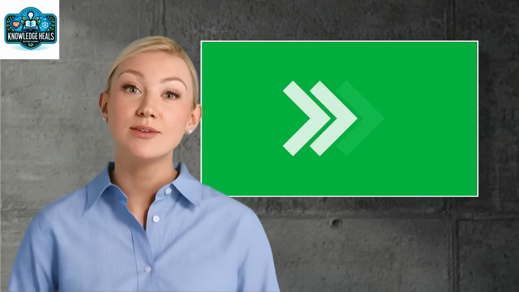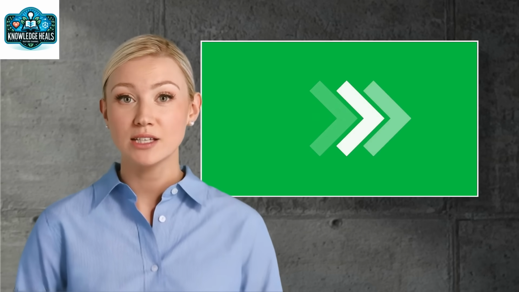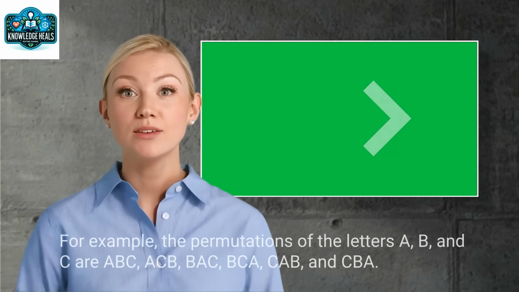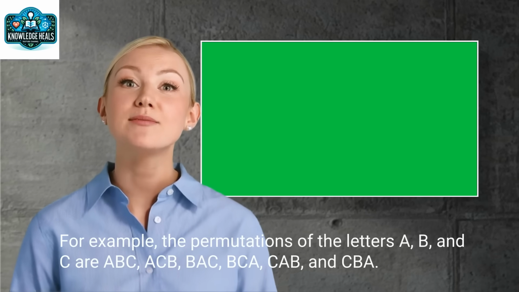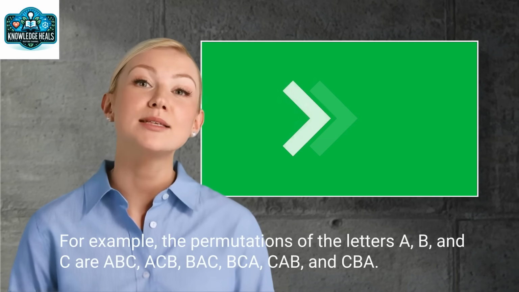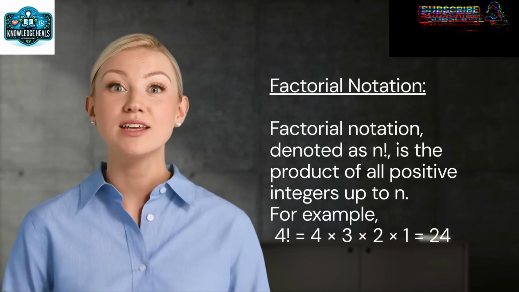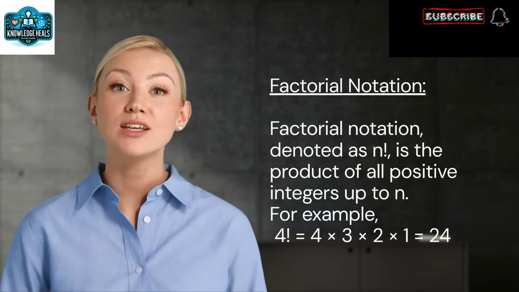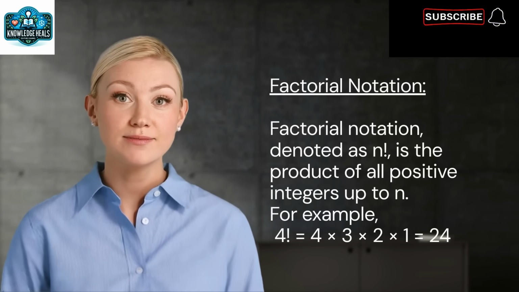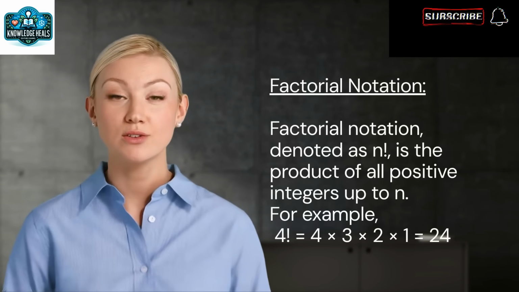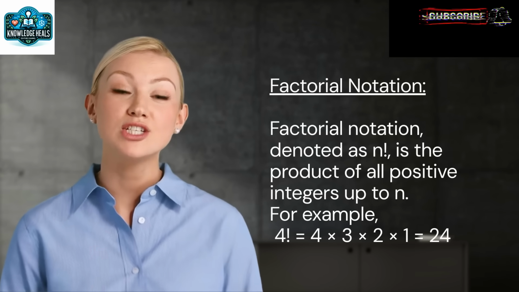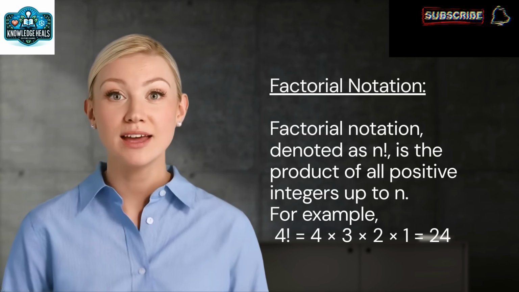Permutations refer to the different ways of arranging a set of objects in a specific order. For example, the permutations of the letters A, B, and C are ABC, ACB, BAC, BCA, CAB, and CBA. Factorial notation, denoted as n factorial, is the product of all positive integers up to n. For example, 4 factorial is equal to 4 × 3 × 2 × 1, which is equal to 24.